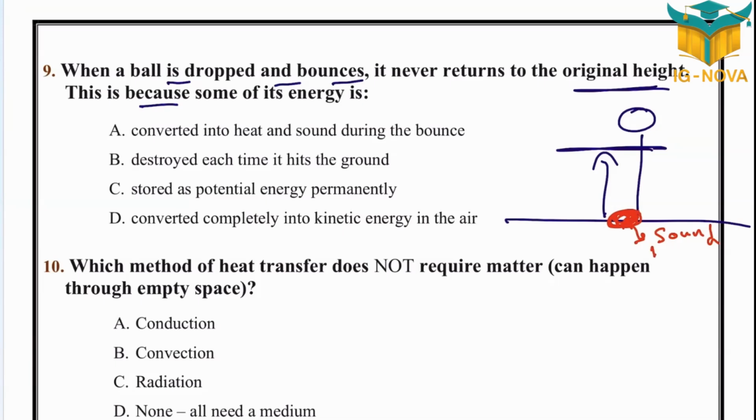And heat is also released. When the ball bounces, it will be hotter after it leaves the ground. Why? Because the collision releases heat. So it converts into heat and sound during the bounce, yeah, that's it. As the energy is lost here, it will not go back to the same height as before. This will not happen because of this lost energy.